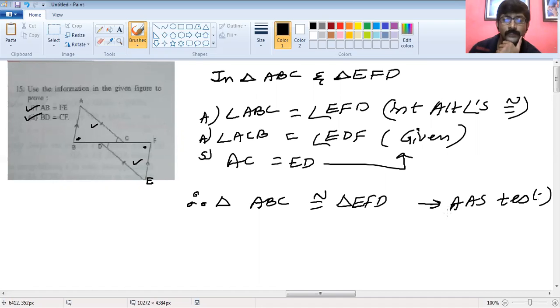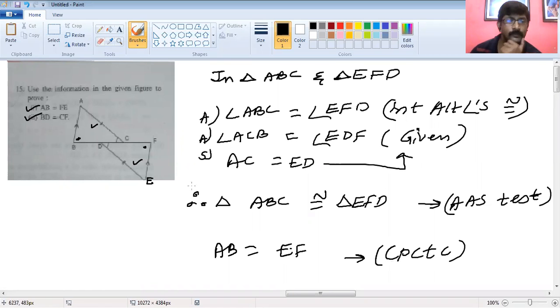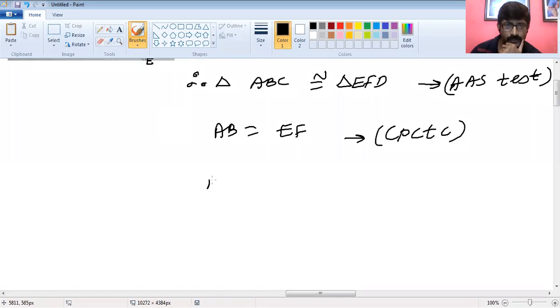Once you prove the two triangles are congruent by AAS test, उसके बाद हम लोग सीधा लिख सकते हैं AB is equals to EF. Why? By CPCTC. And उसके बाद बच्चों लिख सकते हैं BC is equals to FD. Why BC is equal to FD? Even BC is equals to FD because again CPCTC.